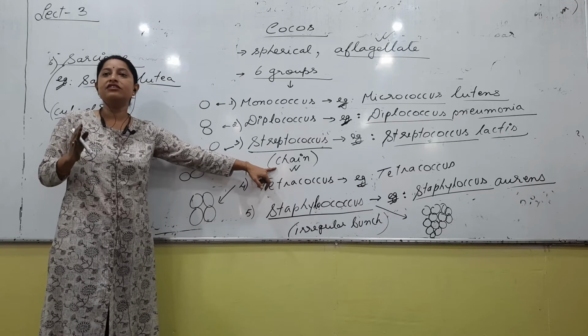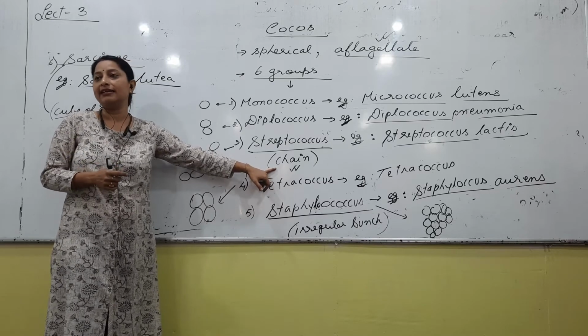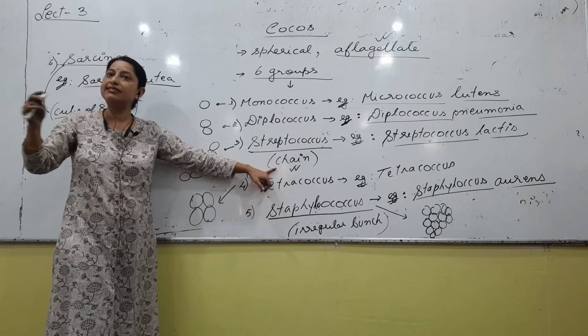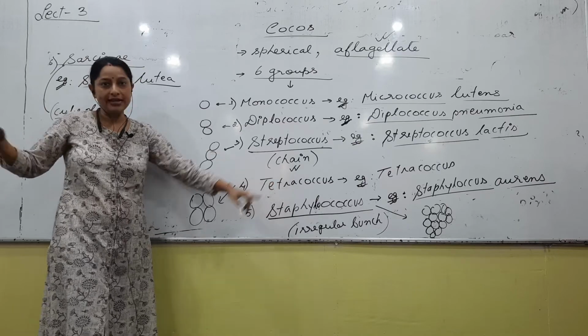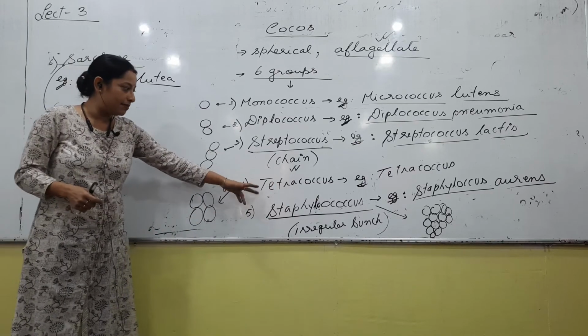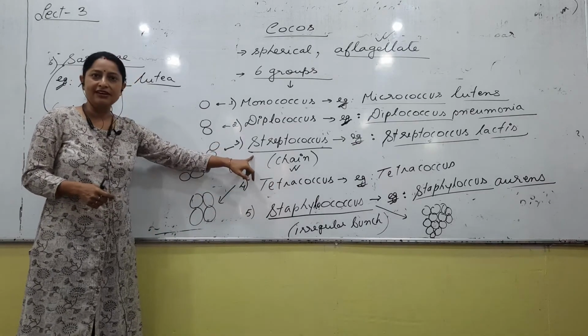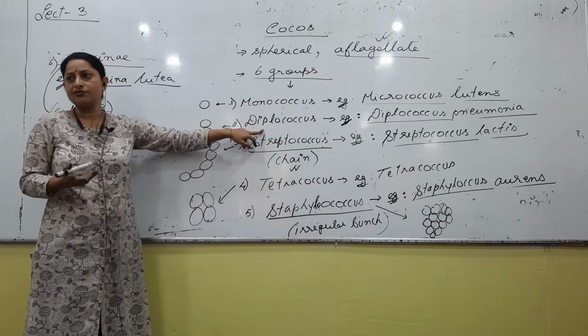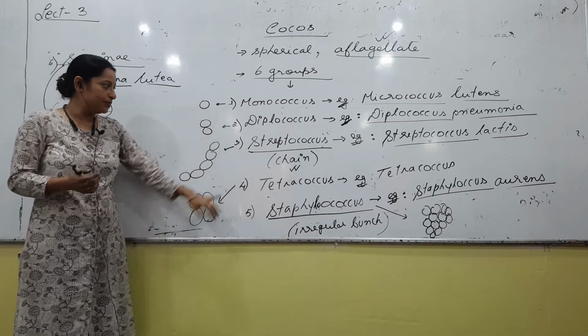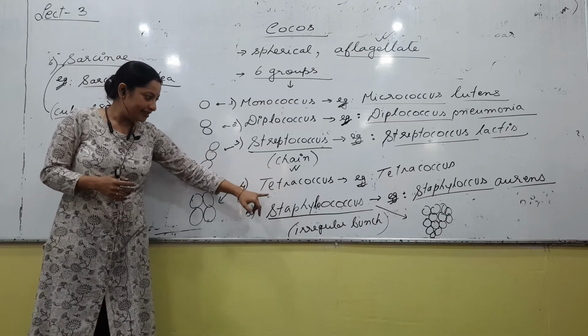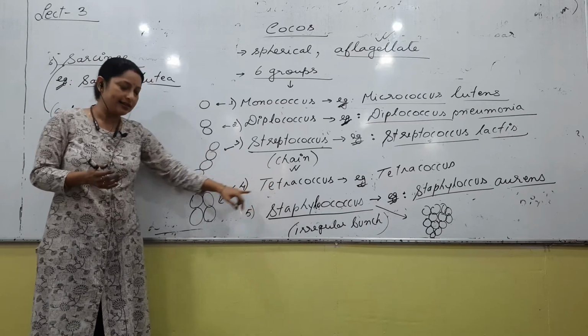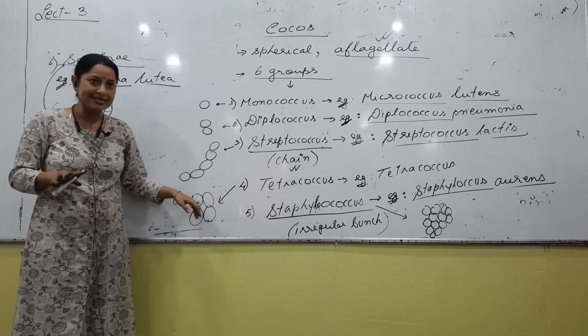So if I say streptobacillus, what will you understand? Many bacilli arranged in the form of a chain, right? Okay, I think this is clear. Monococcus, diplococcus is very common. It's one and two, we have a group. Strepto we understood, chain. Next we have tetra. It's also common, it's a group of 4.